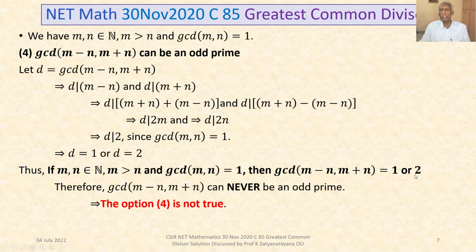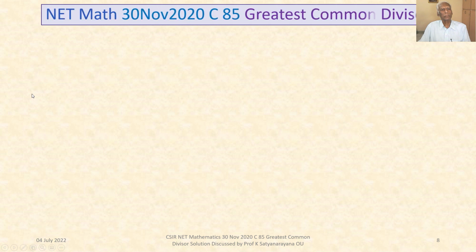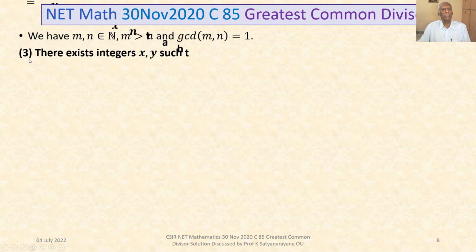That is, the GCD has a prime divisor. So from this result you can establish that option 1 is not true and option 2 is true. Let's continue. We have this, and option 3 is: there exist integers x, y such that nx minus my is equal to 3. We will establish this result.